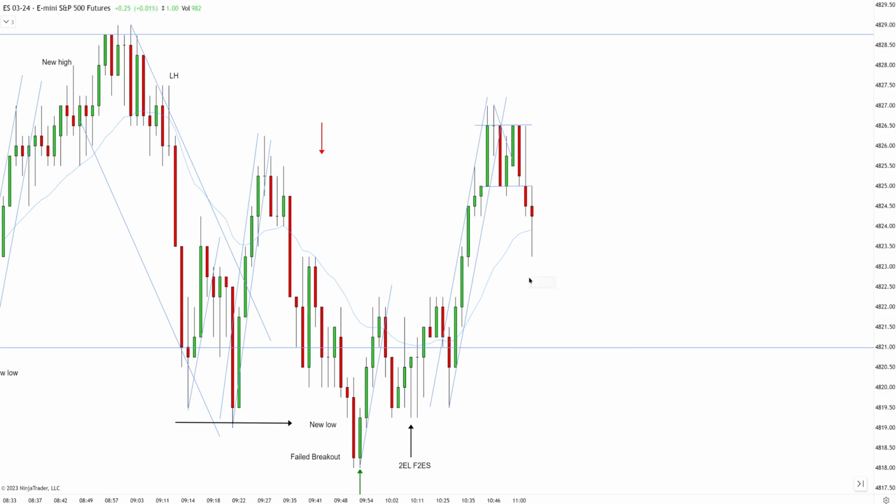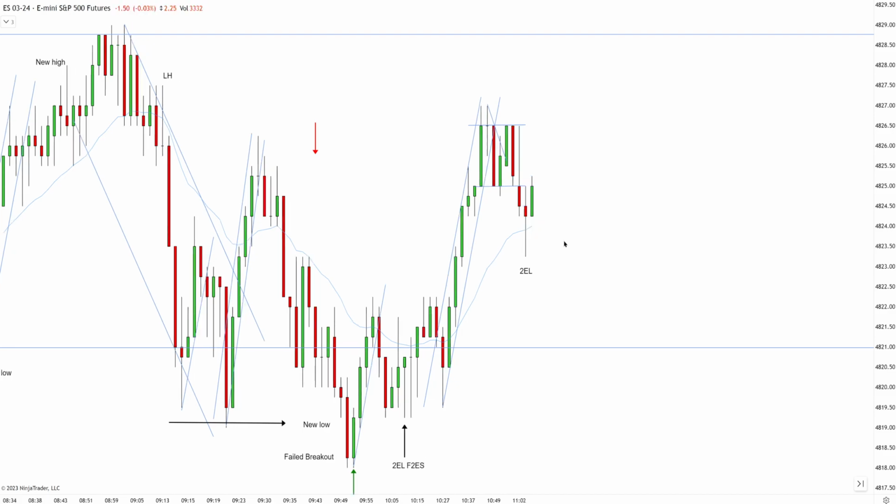Now this right here is the second entry long. But the problem is the signal bar is ugly. So when I'm watching this, I was getting ready to go long, but the signal bar ended bad, doji-ish with a bearish body. So I canceled my order. But notice what happened shortly after. We actually had a double bar entry.